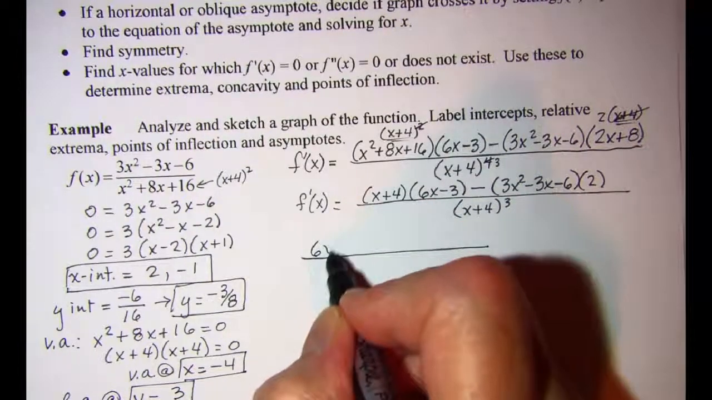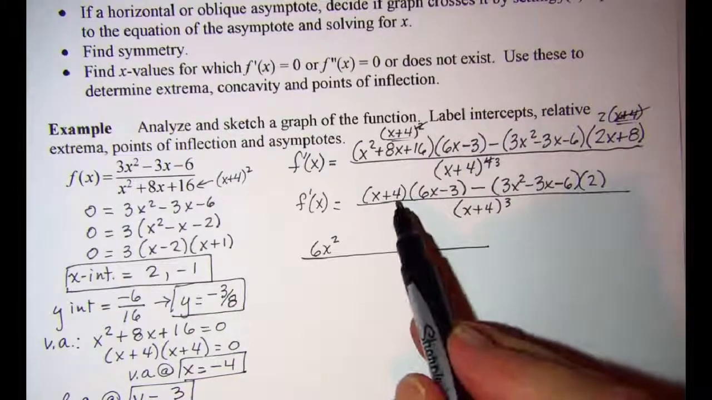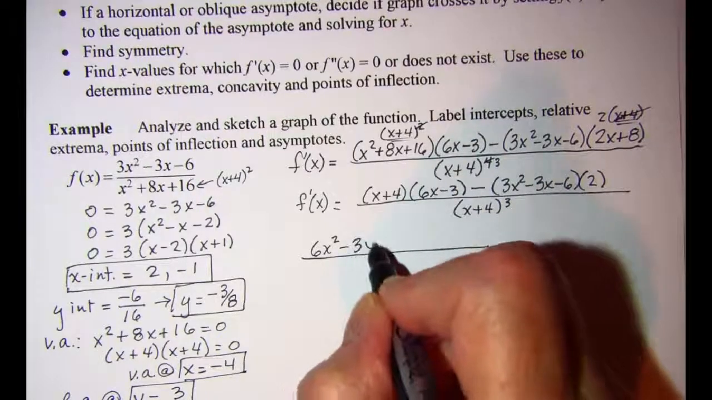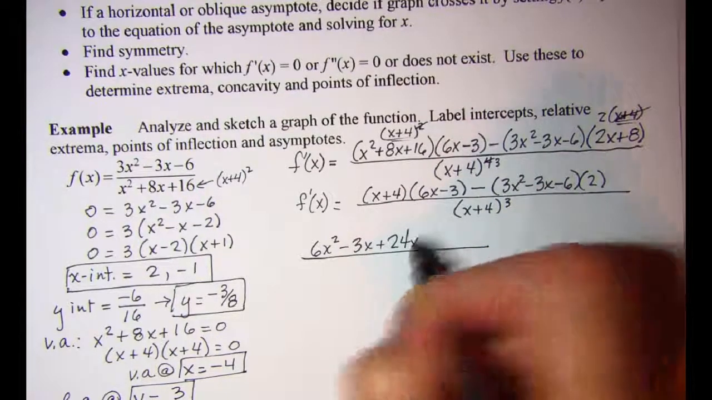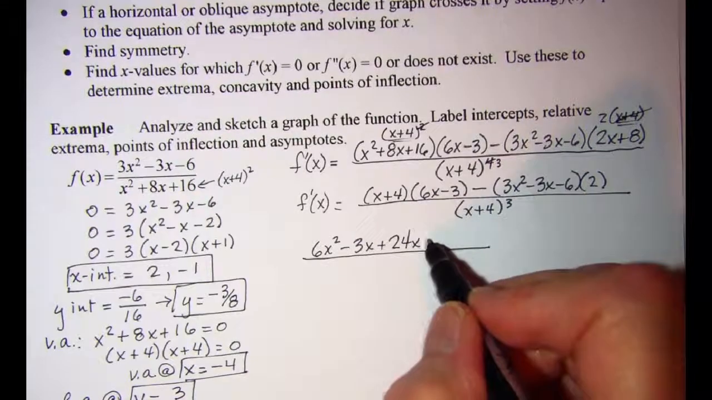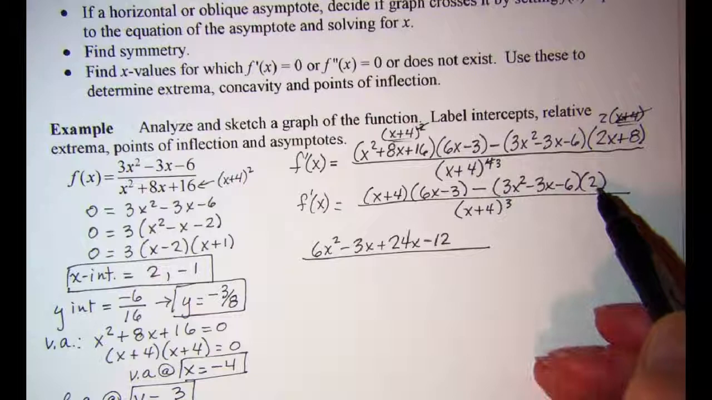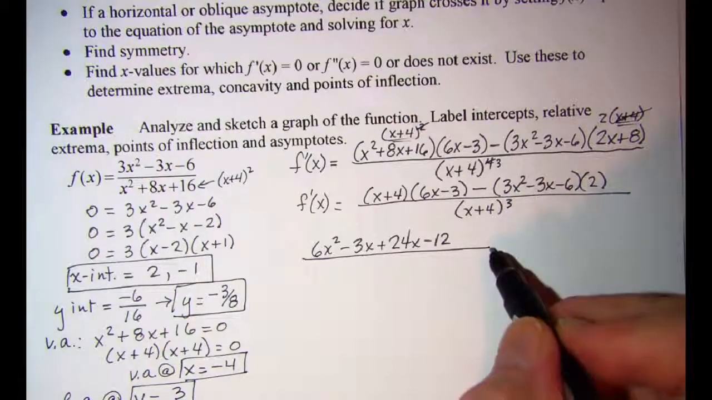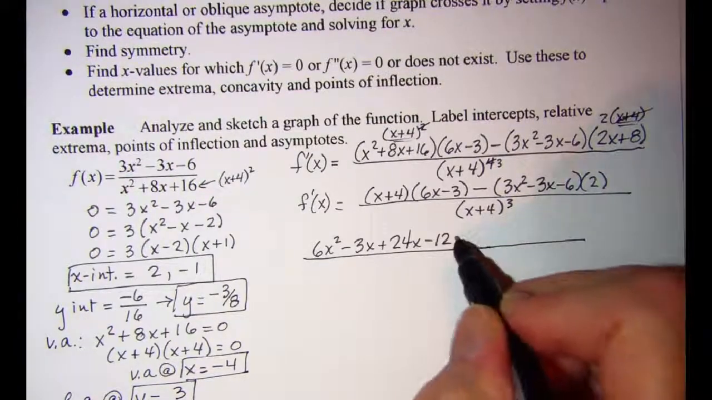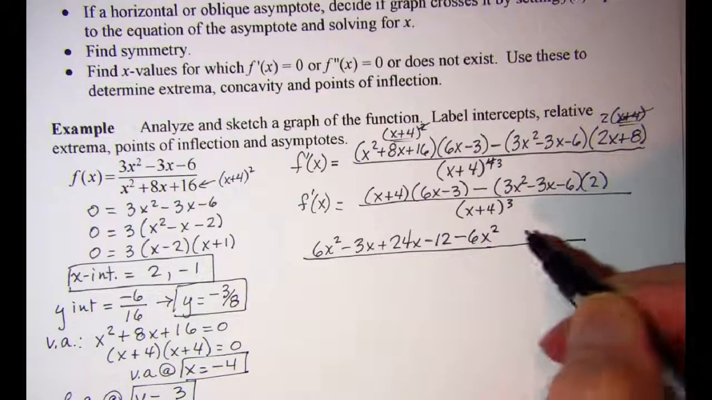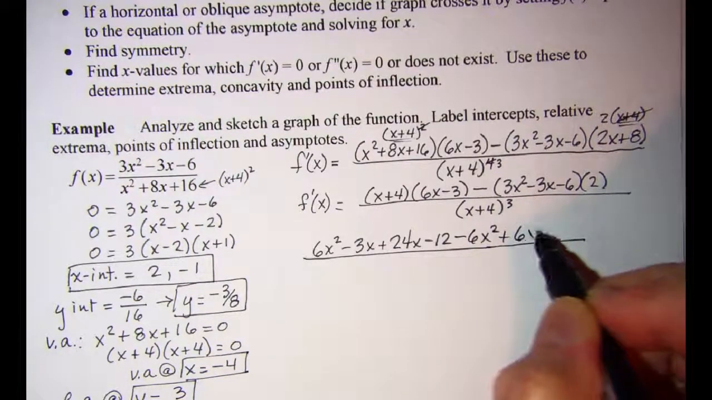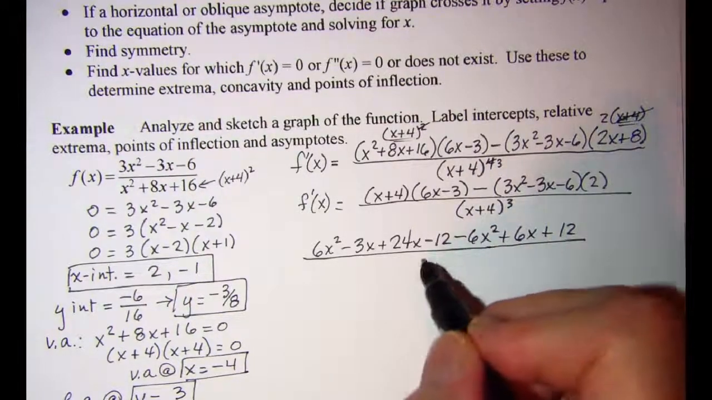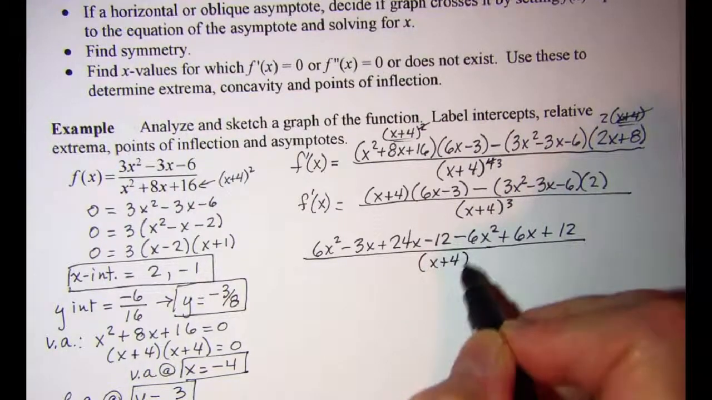6x squared minus 3x and plus 24x and minus 12. And then I'll distribute 2 and the negative through this trinomial. So I have a negative 6x squared plus 6x plus 12 over x plus 4 cubed.